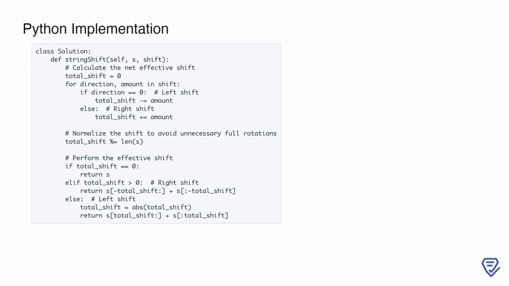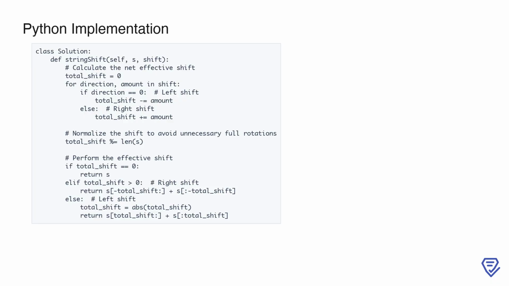This step combines all the shifts into one net value, which represents the overall direction and magnitude of the string rotation. Next, we normalize the total_shift value to ensure it does not exceed the string's length. This is achieved using the modulo operation, total_shift %= len(s), which handles cases where the total shifts exceed the string's length, e.g., rotating a string of length 5 by 10 positions is equivalent to rotating it by 0 positions.